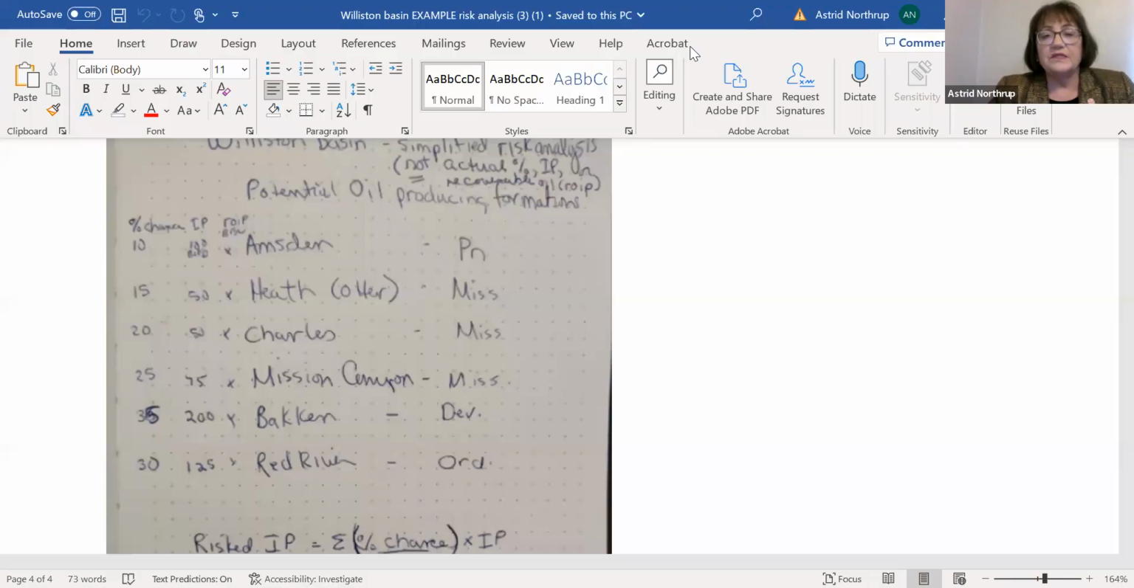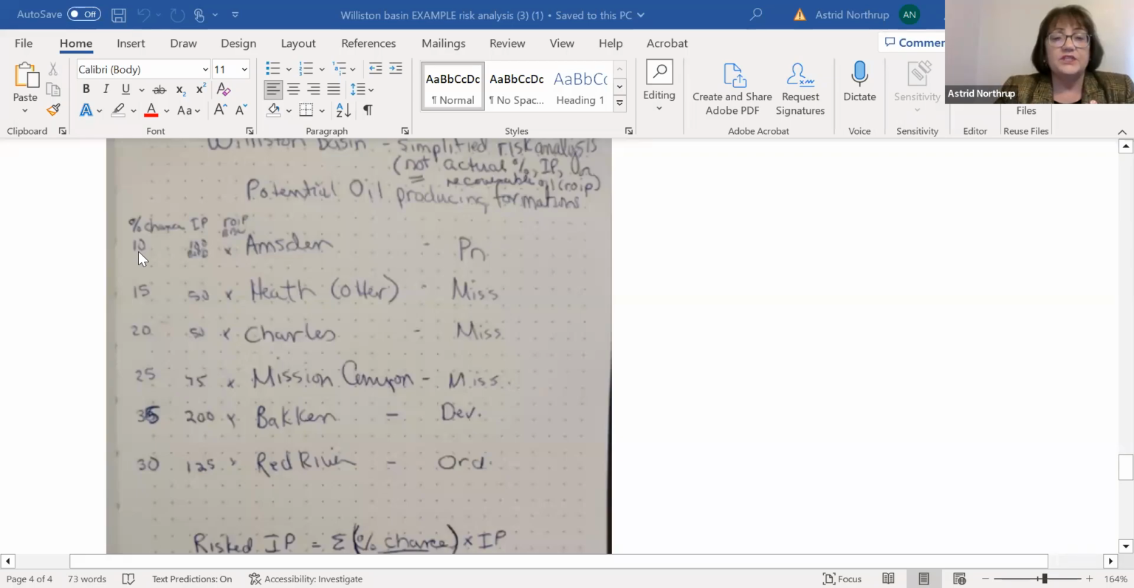Now, there's one other thing that's kind of interesting about this. There's also a chance that we're not going to hit anything. So what is the chance that we are going to get a big zero or a dry hole? Well, the answer to that is when we take a look at our numbers, we say, okay, if the Amsden has a 10% chance of hitting an oil well, it has a 90% chance of not making an oil well. So this has a 90% chance, this has an 85% chance of not coming in, and so forth.